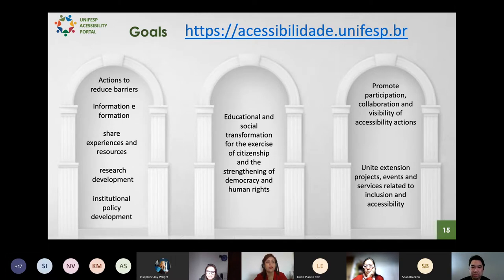These goals are organized into three large groups. So, on the screen I'm projecting right now, there is an image of three portals to illustrate the idea of a portal and to group together the goals.